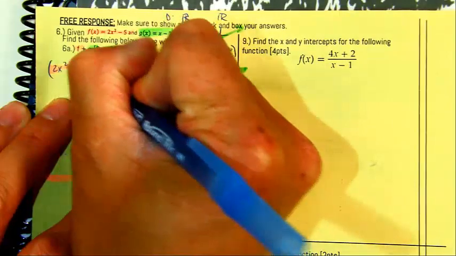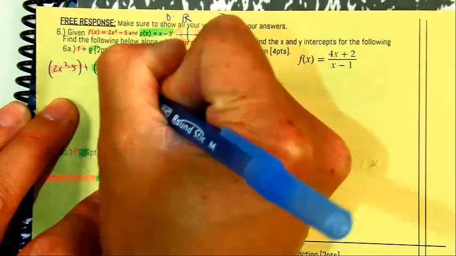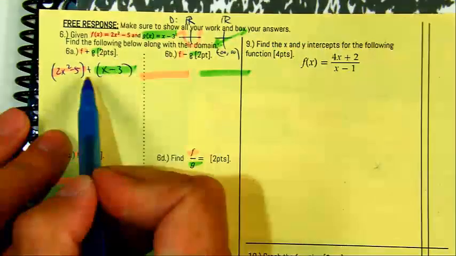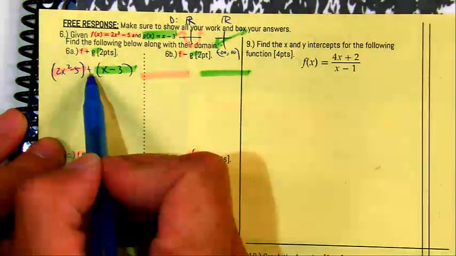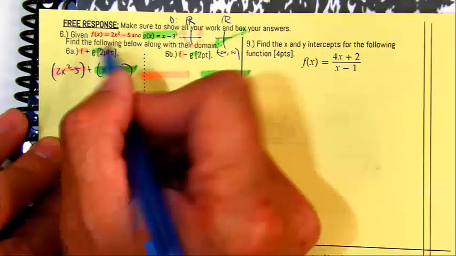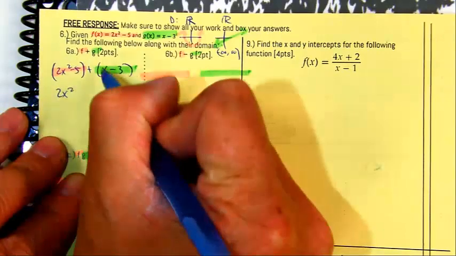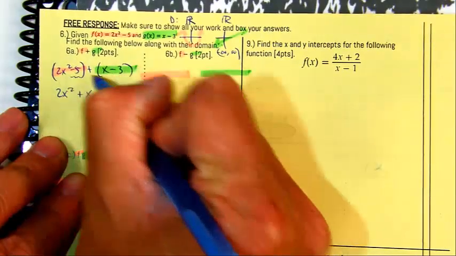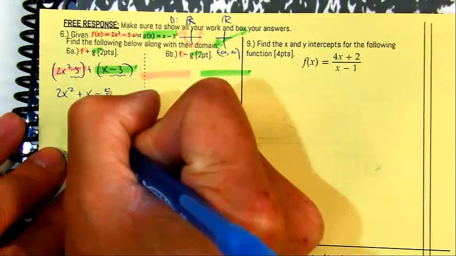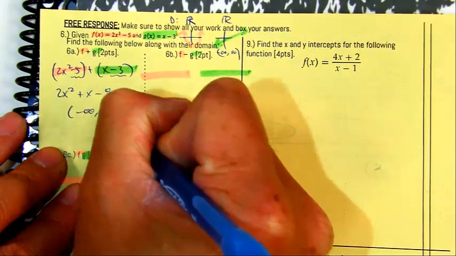So 2x squared minus 5 plus x minus 3. Well, with the plus sign, you don't need the parentheses. You can drop them and just combine like terms. So you get 2x squared plus x, and that becomes minus 8, with the domain of negative infinity to positive infinity. What does that mean?